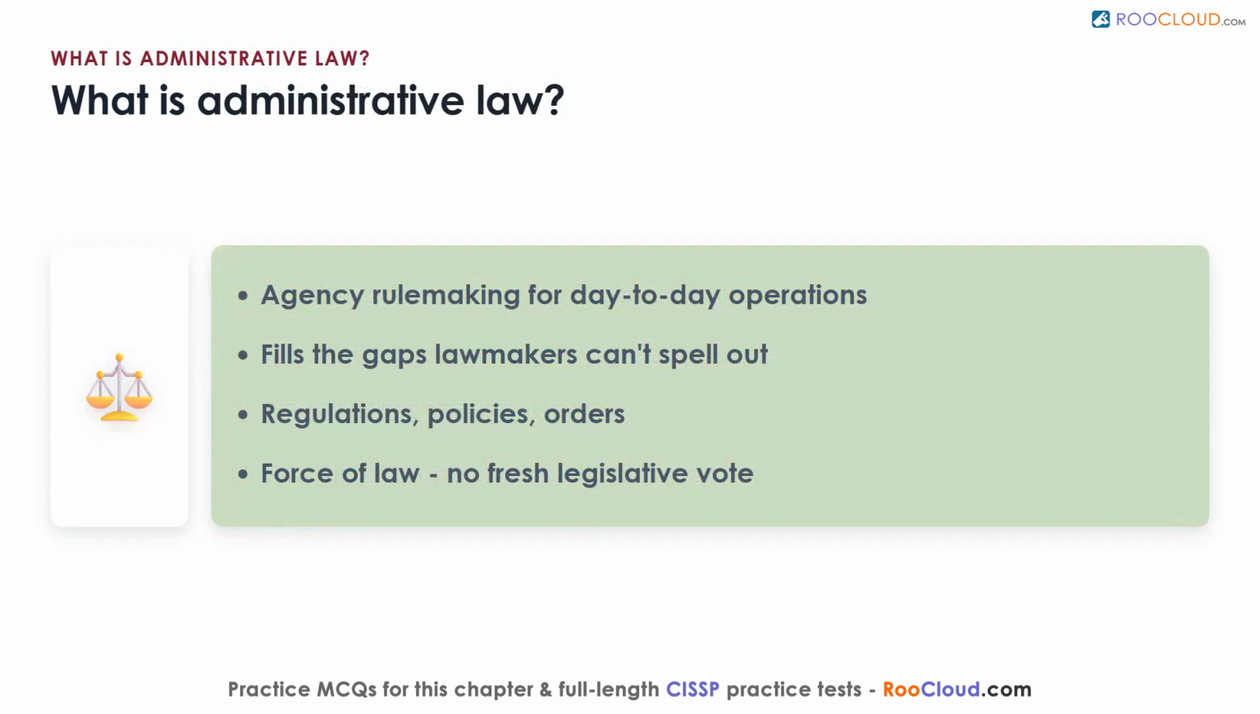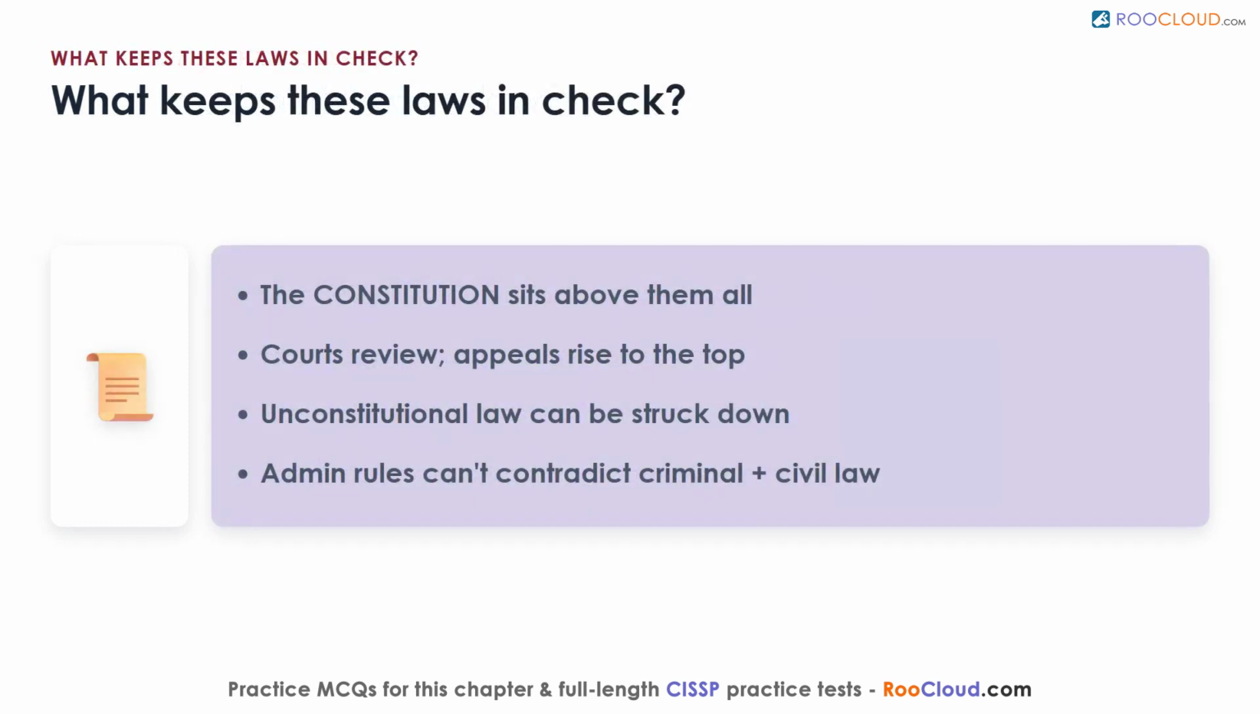What is administrative law? It is the detailed rulemaking that government agencies create to run their day-to-day operations. Lawmakers cannot spell out every procedure for every situation, so they grant agencies room to fill in the gaps. Agencies do this through regulations, policies, and orders. These carry the force of law without a fresh vote from the legislature. Think of a building code inspector. The legislature said buildings must be safe, and the agency wrote the hundreds of specific rules that define what safe means.